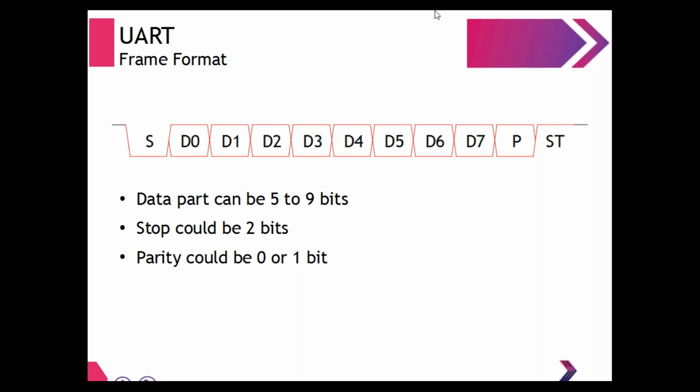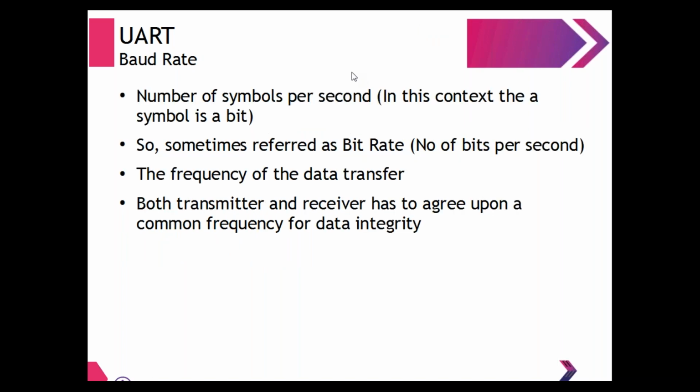Very good. So in this context, symbol is nothing but bit. That's why sometimes it is also referred to as a bit rate. Usually a bit rate is the number of bits per second, and a baud rate is symbols per second. In this case my symbol is a bit, so you can refer to baud rate also as a bit rate. Baud rate is nothing but the frequency of data transfer, how many bits you are transmitting.